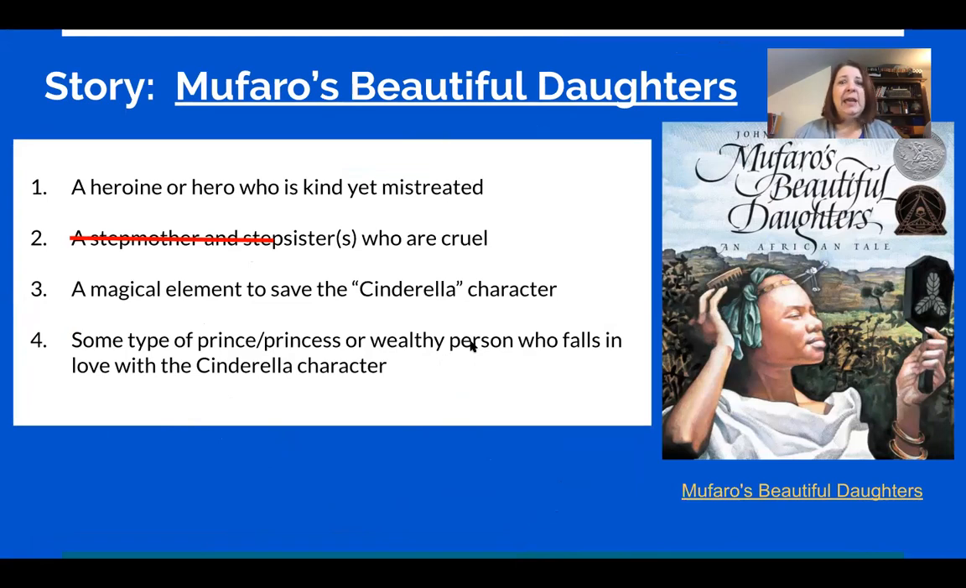So there you have it. I can't wait to see your Venn diagram for both of the stories.